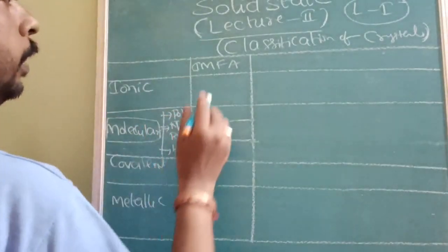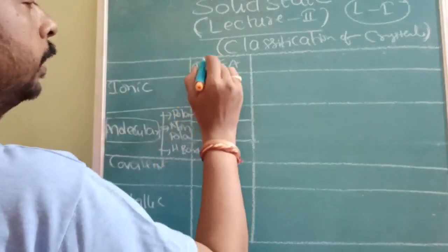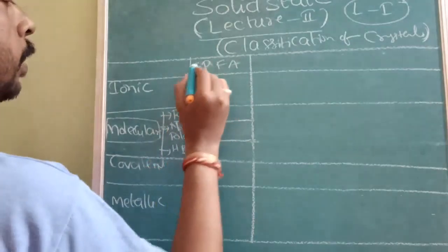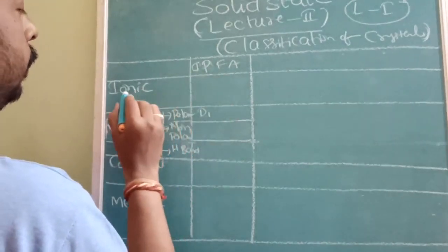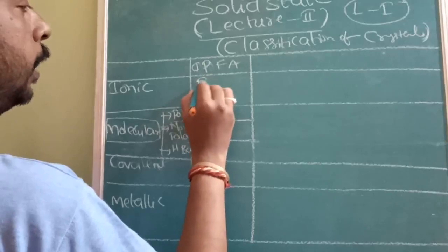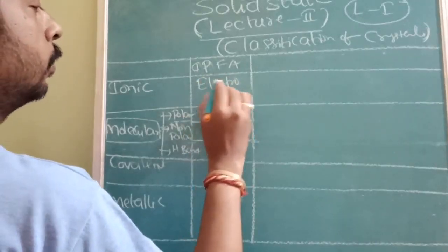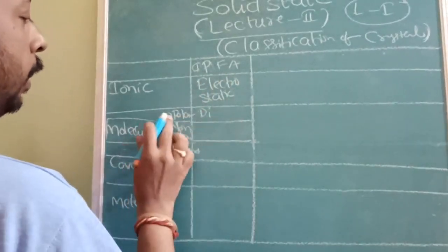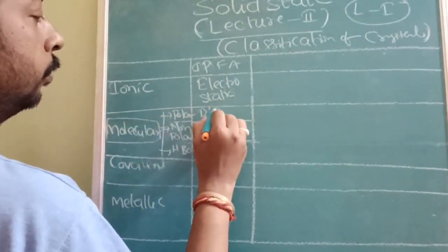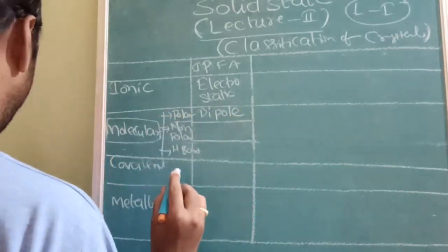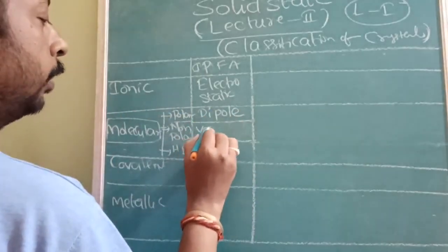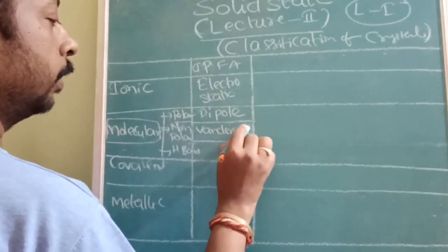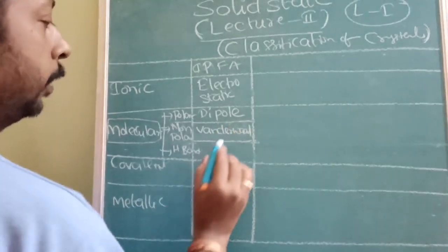First topic we are going to study is the interparticle force of attraction. As ionic crystals contain ions, their attraction force will be electrostatic. Here it is polar, so the attraction force is going to be dipole. And here it is going to be van der Waals, otherwise called London dispersion forces.